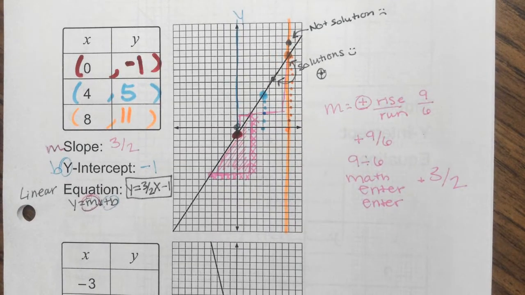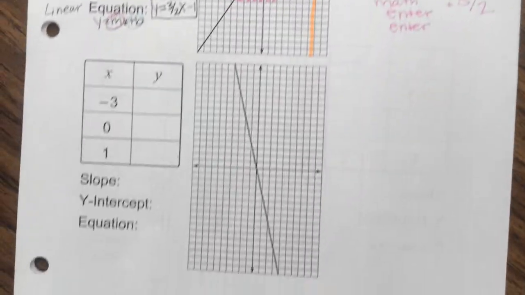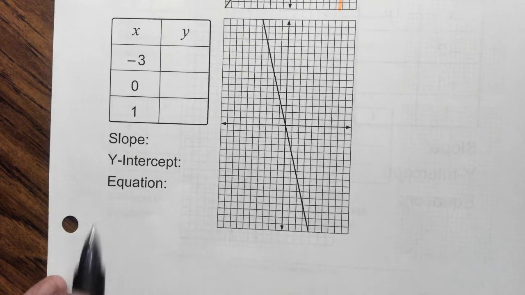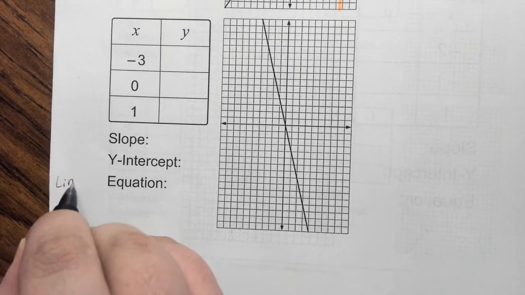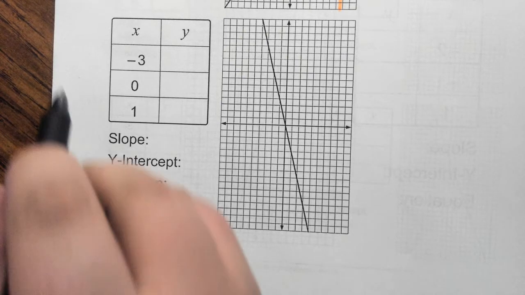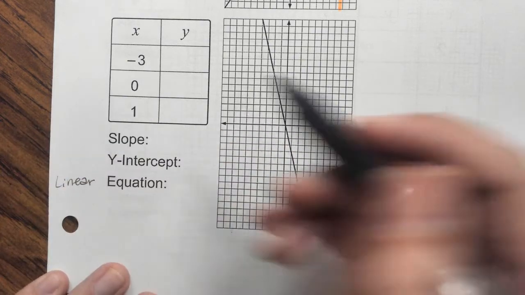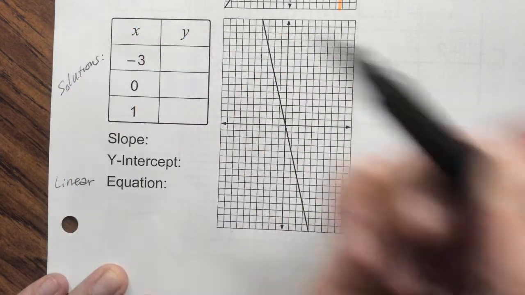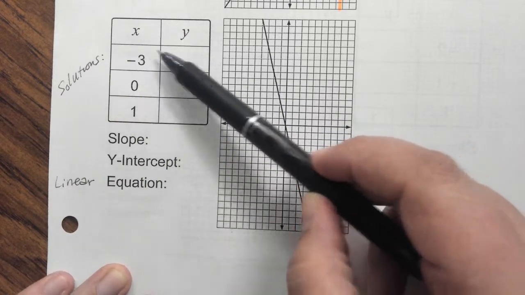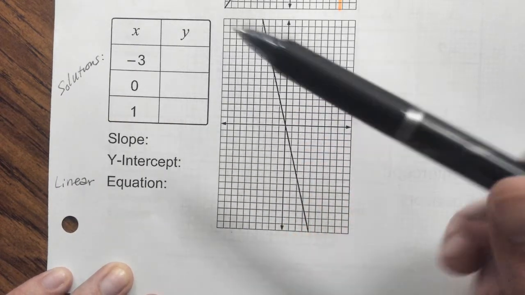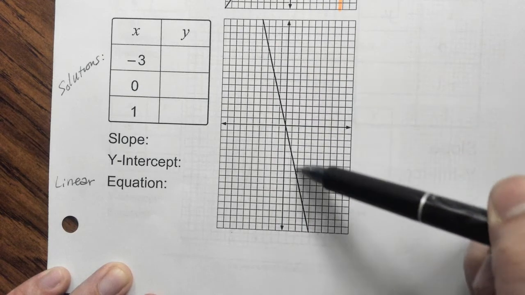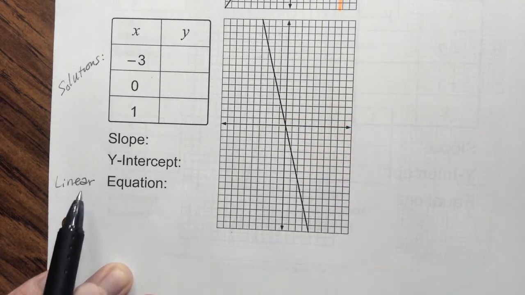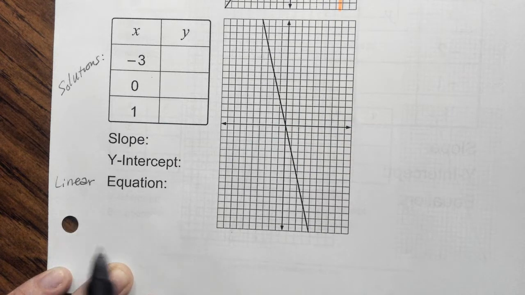Okay, let's look at the next example. I want to find the linear equation of the line, and then I want to find some solutions. It should be noted that these aren't going to be all of the solutions on the line. You have a ton of solutions all over this line. We're just going to find these 3. But first I need the linear equation.